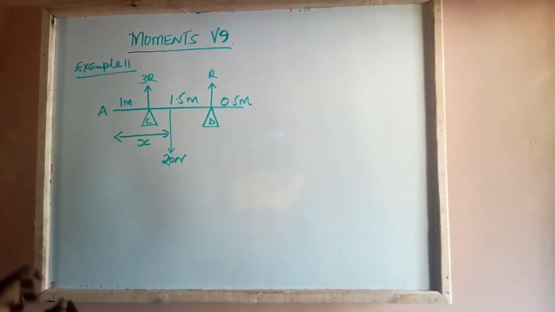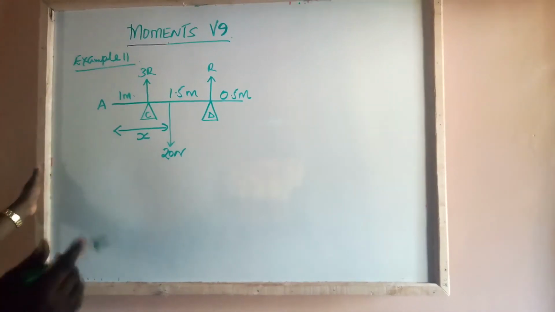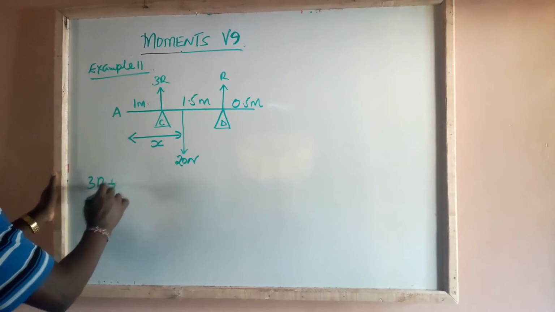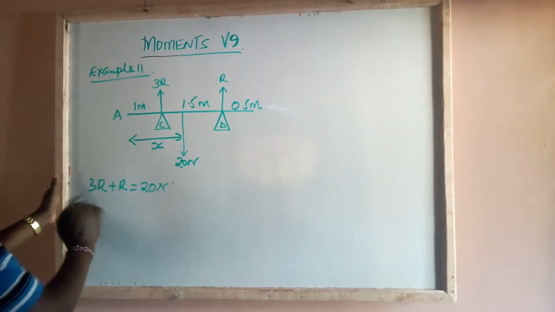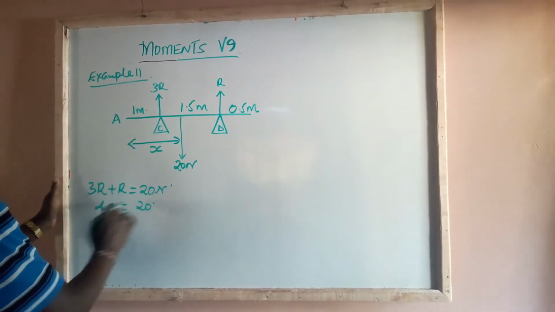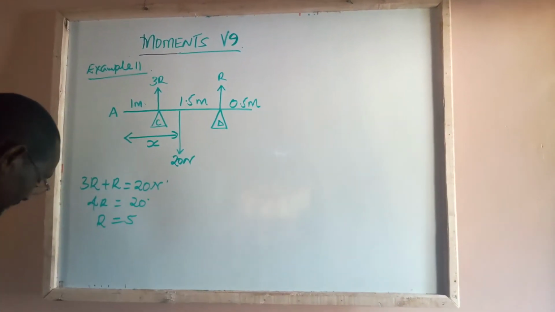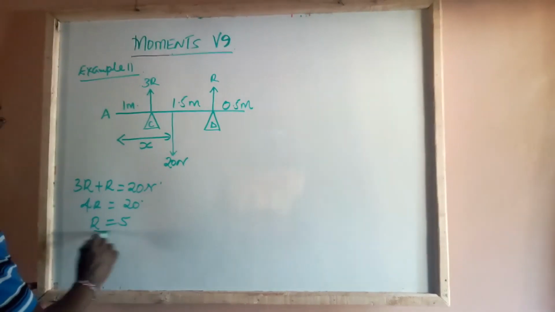And of course, solving vertically, you will be able to see, because you have to balance. We have to have the vertical balance. 3R plus R is equal to 20 newtons. And therefore, 4R being equal to 20, you can already see that R is equal to 5. The value of R is equal to 5.